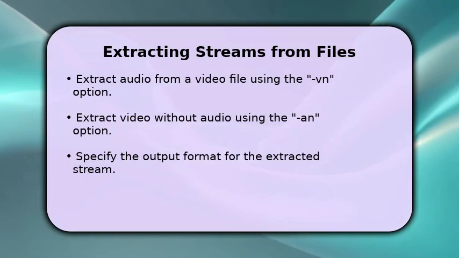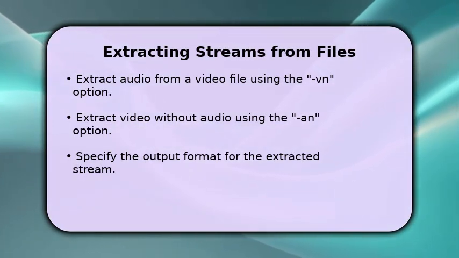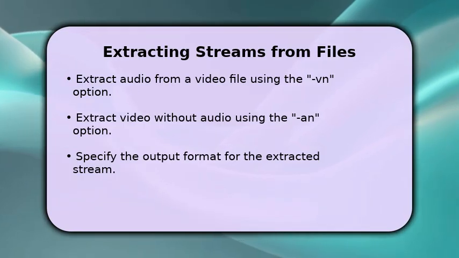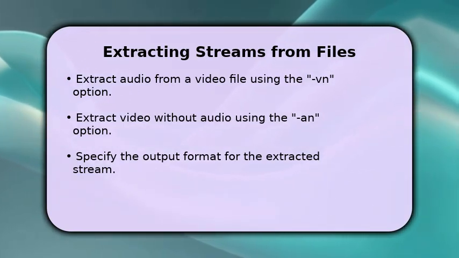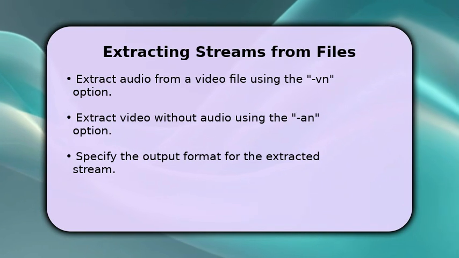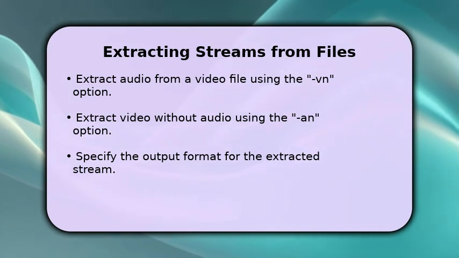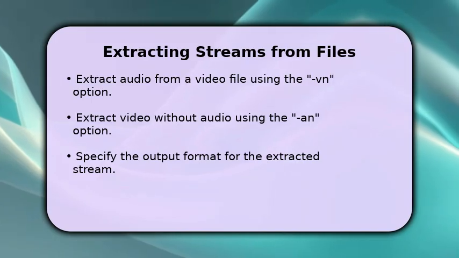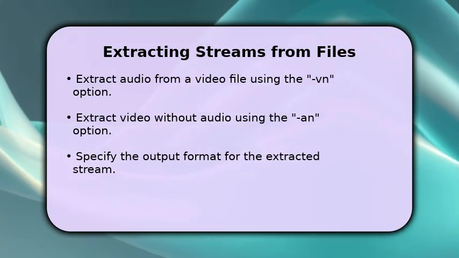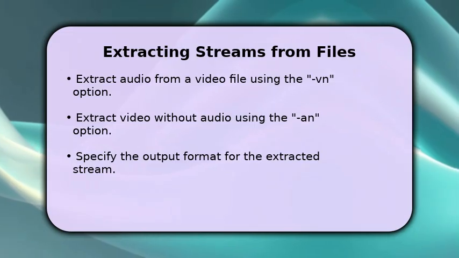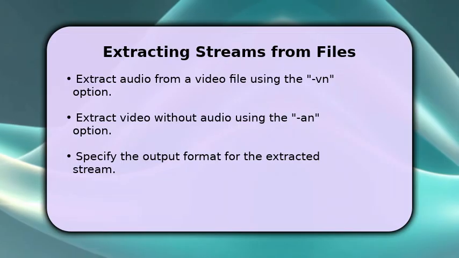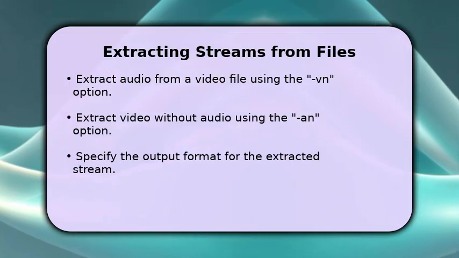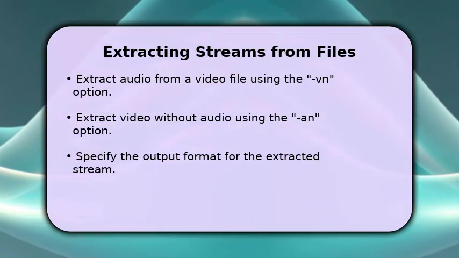FFmpeg allows you to extract individual streams from a media file. For example, to get just the audio from a video, you use the -vn option, which means no video. The command would look like ffmpeg -i video.mp4 -vn audio.mp3. Conversely, to extract only the video without any audio, you would use the -an option, meaning no audio. This is incredibly handy for isolating specific parts of your media for other projects.